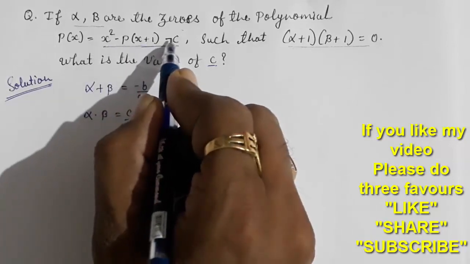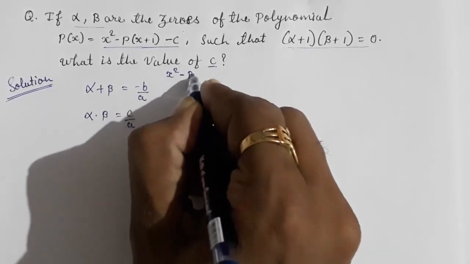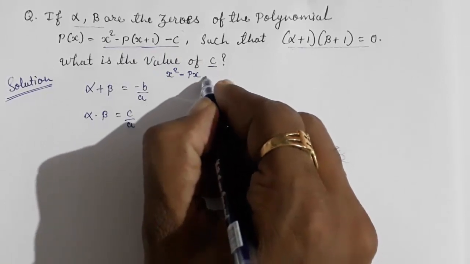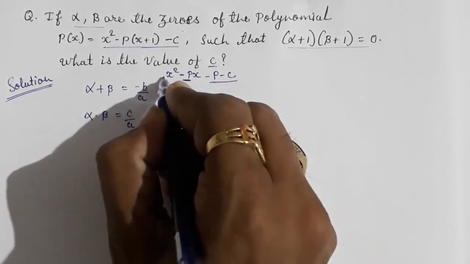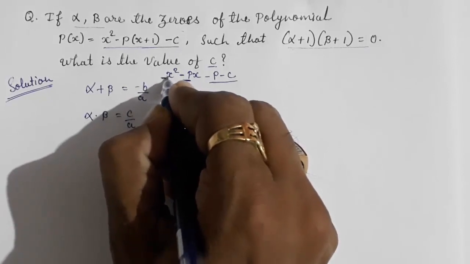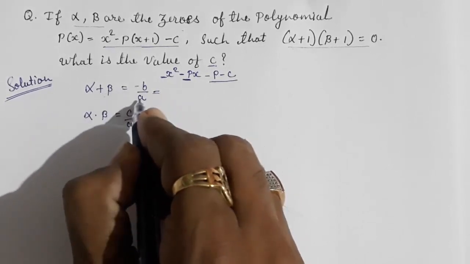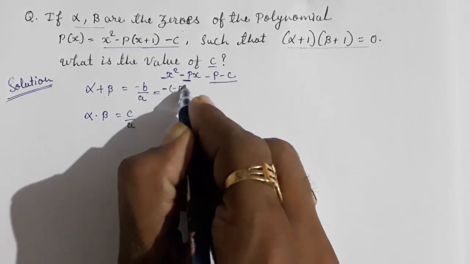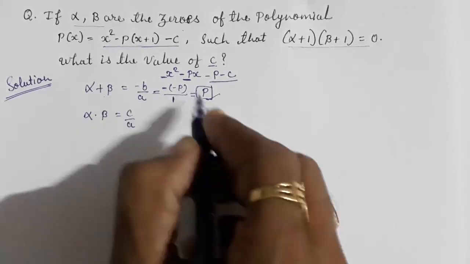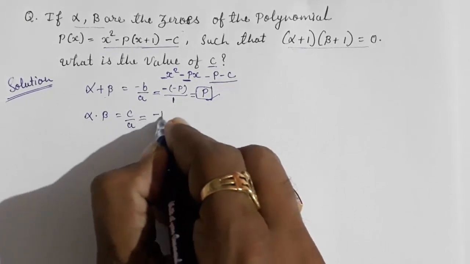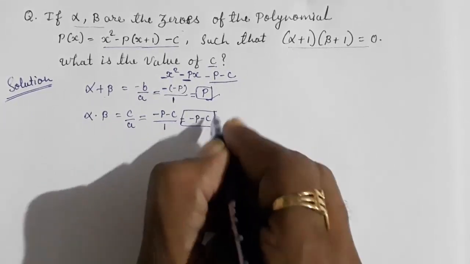First of all, we have to open this and form a proper quadratic equation. So I am doing it. x square minus px, we have to multiply this minus p with both these terms, minus p minus c. So this will be your c, this minus p will be your b, and nothing is there with x square, so 1 is there, so you can say a equals 1. Look here, alpha plus beta is minus b by a, so minus, then our b is minus p, and our a is 1. So alpha plus beta is p. Now alpha into beta is minus p minus c upon 1, so directly you can say minus p minus c is alpha into beta.